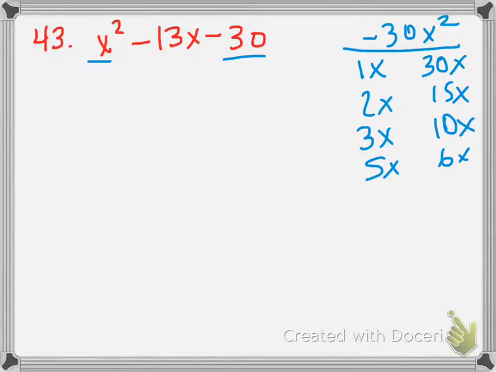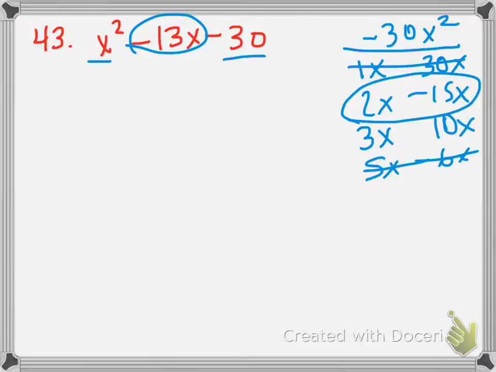Now, since the 30 is negative, that means one of my terms has to be negative as well. And ultimately what we're trying to do is get the terms to add together to give us negative 13. So if I look at it, 30 and 1, no. 5 and 6, no. So those aren't going to be what we use. It's really a debate between 15 and 2 and 3 and 10. One factor has to be negative and one has to be positive in order to have a negative 30. If I made 3 negative and 10 positive, I would get 7. So the only way that I can get a negative 13 is if my 15 is negative and I have a positive 2. So we're going to use these two terms.